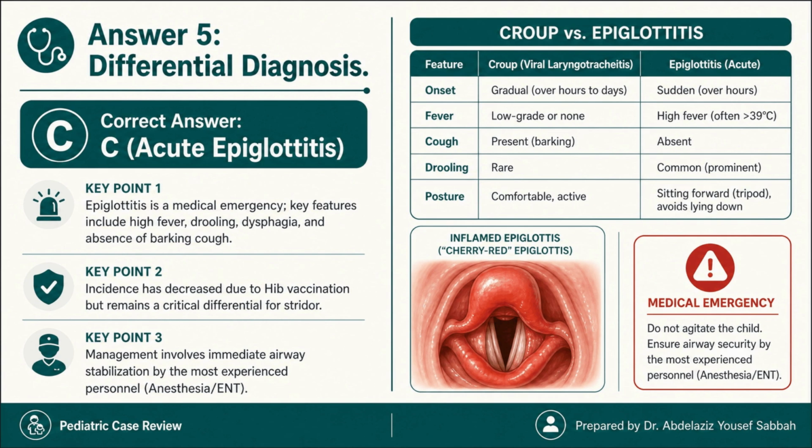Epiglottitis is a true medical emergency, and key distinguishing features include high fever, prominent drooling, dysphagia, and the absence of the classic barking cough. The child characteristically adopts the tripod position, leaning forward on the hands with the neck extended to maintain airway patency. The incidence of epiglottitis has decreased dramatically since the introduction of the Haemophilus influenzae type B vaccine, but it remains a critical differential diagnosis for any child with stridor and toxic appearance. Management requires immediate airway stabilization by the most experienced personnel available, typically anesthesia and otolaryngology, in a controlled environment such as the operating room, and you must not agitate the child or attempt visualization with a tongue depressor.